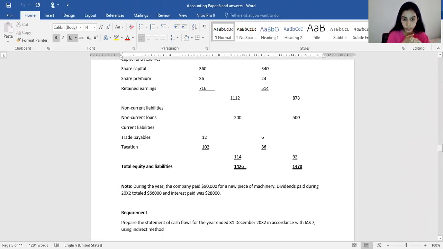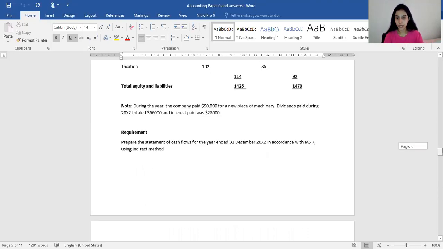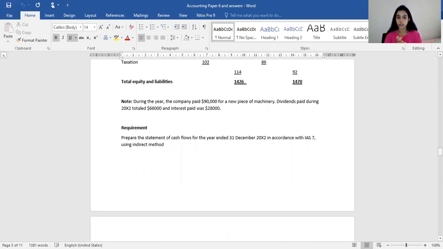In this also, they have given a special note saying that during the year, the company paid $90,000 for a new piece of machinery, purchase of equipment. Dividends paid during the year is directly given as 66,000. Interest paid was also given as $28,000. So the requirement is to prepare the cash flow statement based on the indirect method.